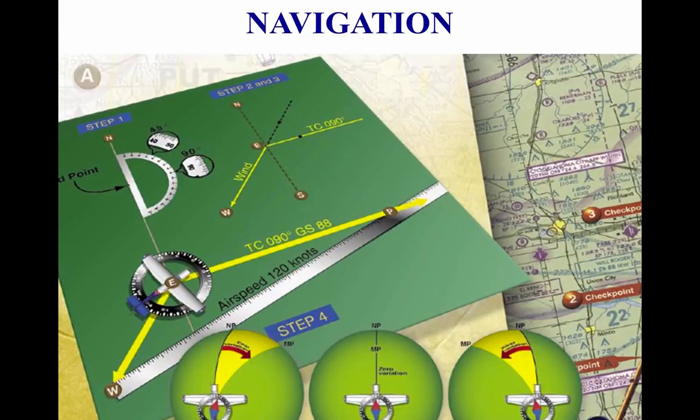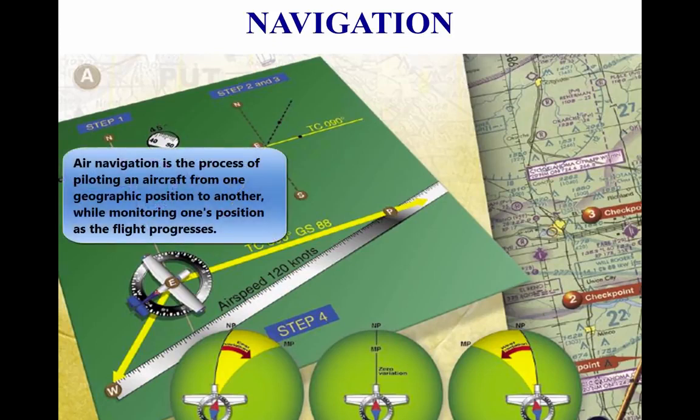Tutorial 15, Navigation. This lesson provides an introduction to cross-country flying under Visual Flight Rules, VFR. It contains practical information for planning and executing cross-country flights for the beginning pilot.